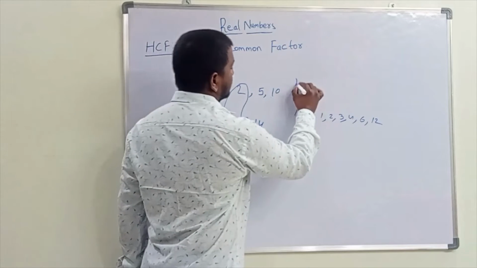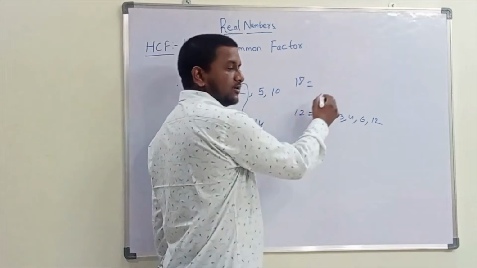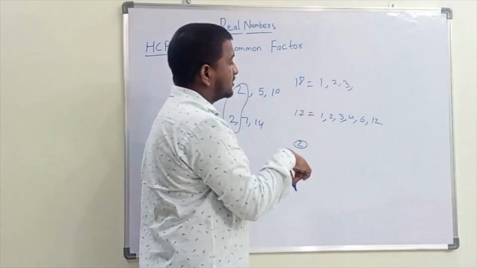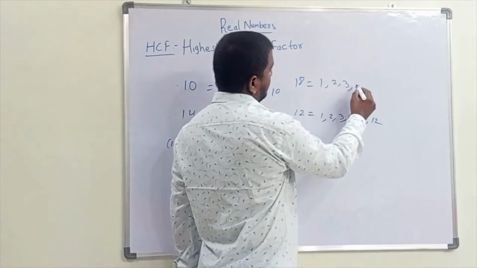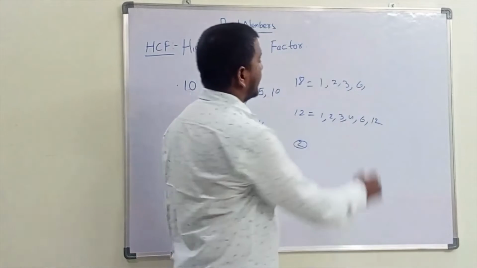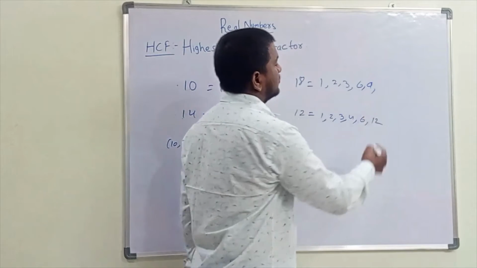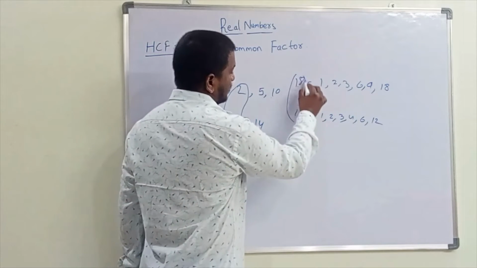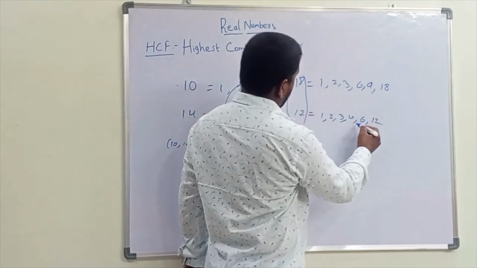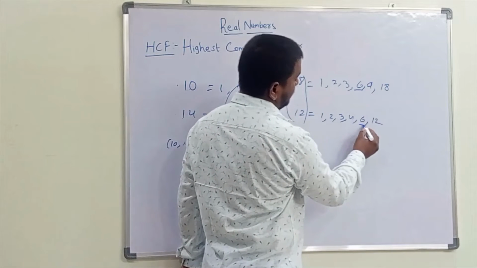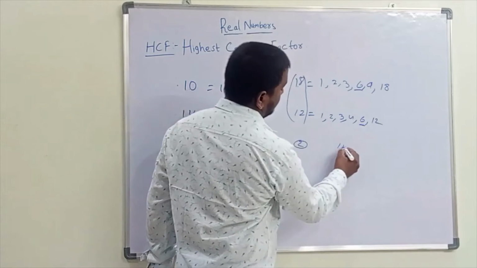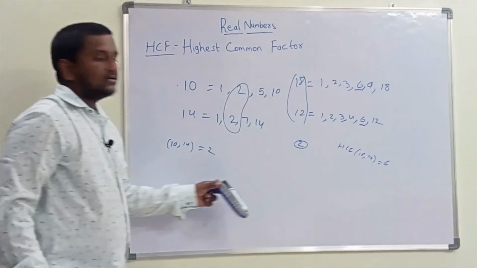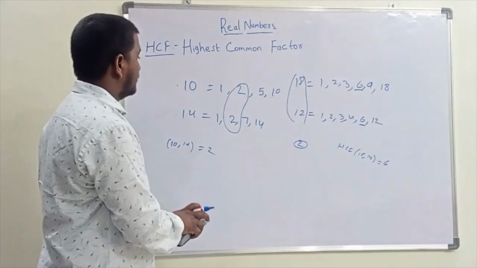Let's say for example 18 is there. What are all the factors of 18? 1, 2, 3. 4 cannot be a factor because 4 4s are 16 and 2 is the remainder. 5 cannot, 6 is a factor, and 9. Next is 18. If we have to find the highest common factor of 18 and 12, here 6 is the highest common factor. So the HCF of 18 and 12 is equal to 6. Like this we find the HCF.